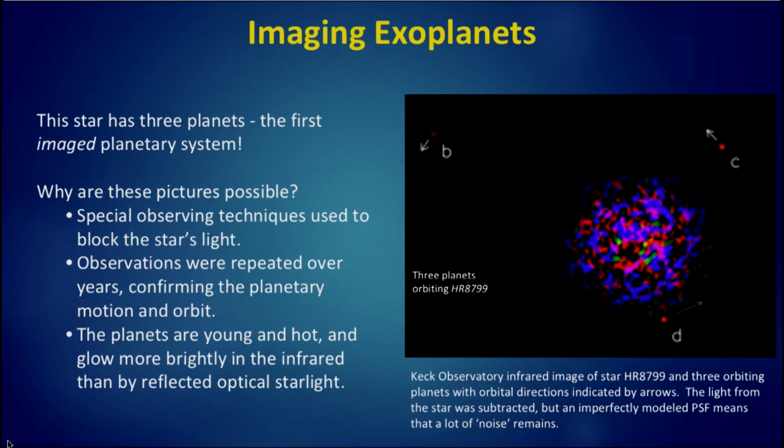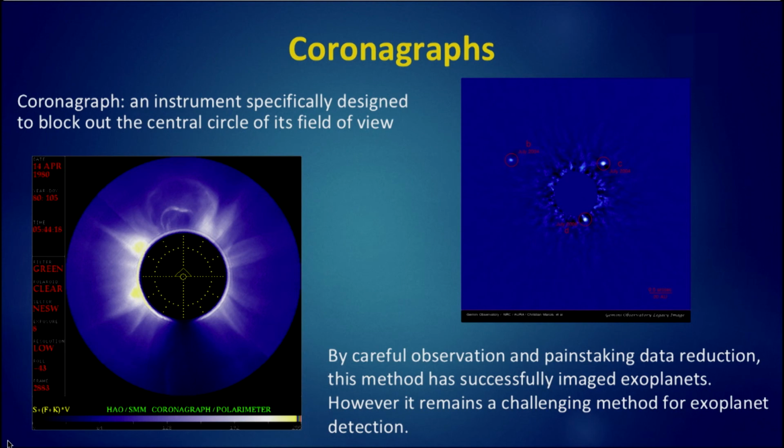This technique, of course, can be used over time to map out the orbits of the exoplanet. So imaging exoplanets not only can detect them, but give their orbital properties and periods. It also directly shows the orbital period and, of course, the distance from the parent star. In this case, the planets are young and hot, and so they actually glow more brightly in the infrared than by reflected optical starlight. A key tool in this kind of work is called a coronagraph.